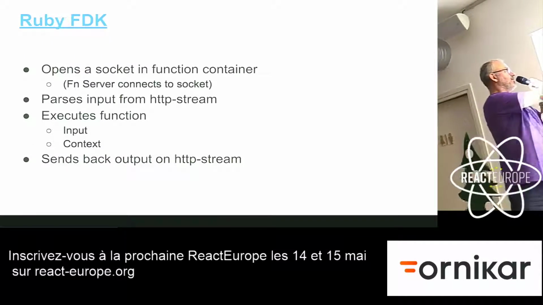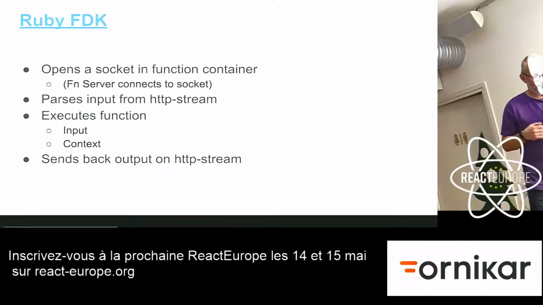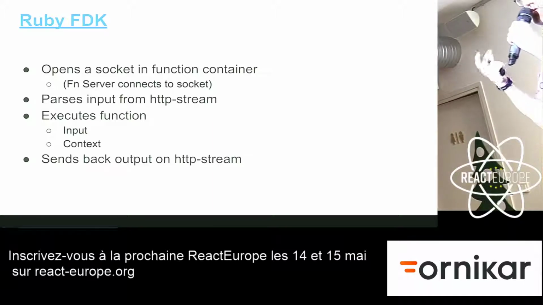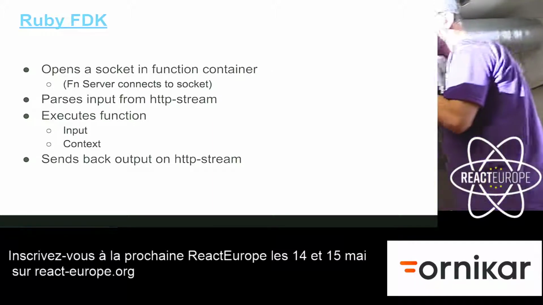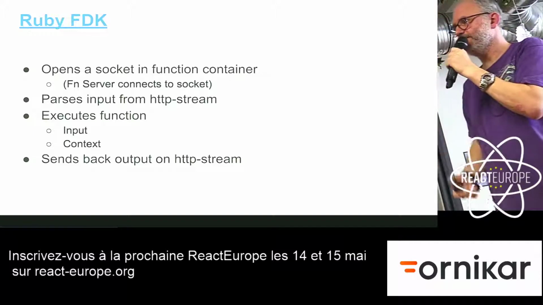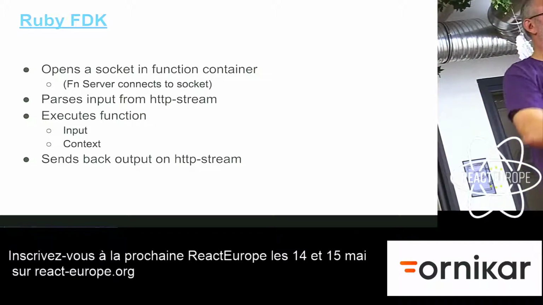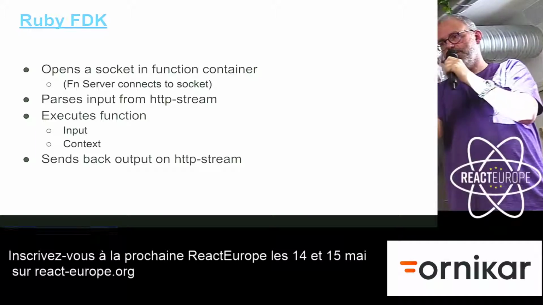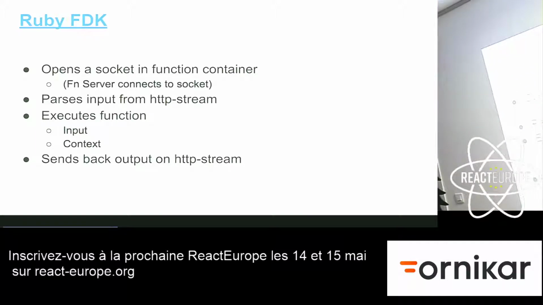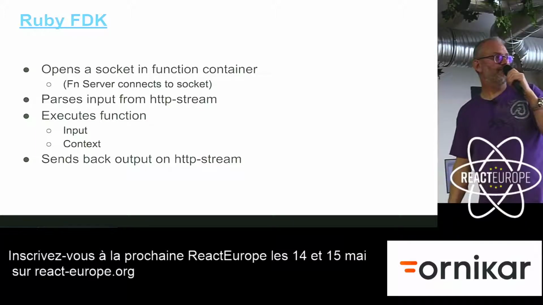So I'm the lead maintainer of the Ruby FDK, and the way the FDK works is that when the function container comes up, it opens a socket inside the container. The FN server connects to that, sends the payload over. The FDK then parses that off the HTTP stream, and it executes the function, providing it with the input and the context, sends the output back, and writes any logs that are needed.